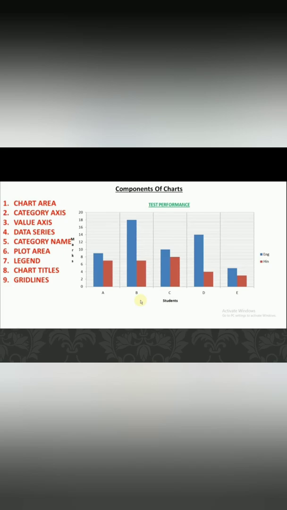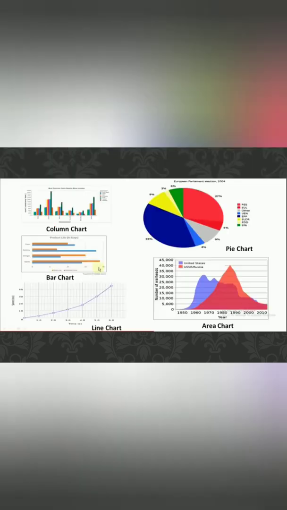Okay. Now on the right side, see here, the legend is there. The legend is a small rectangular box. Here see that the blue color is indicating the marks of English and the red color is indicating the marks of Hindi. The legends are the small boxes that depict the colors, patterns and symbols assigned to the data series, like English and Hindi. Okay. Next is the chart title. It describes the aim and content of the chart.